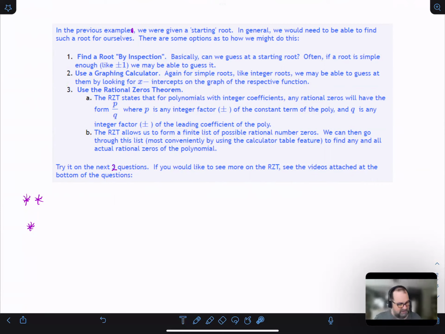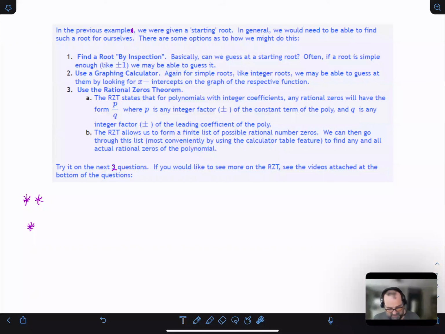So the rational zeros theorem says the following: basically, if you have a polynomial with integer coefficients, then rational zeros will have the form p over q, where p is any integer factor of the constant term on the end of the polynomial, and q is any integer factor of the leading coefficient of the polynomial.